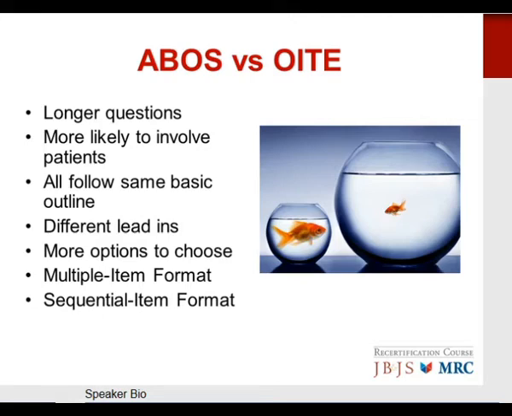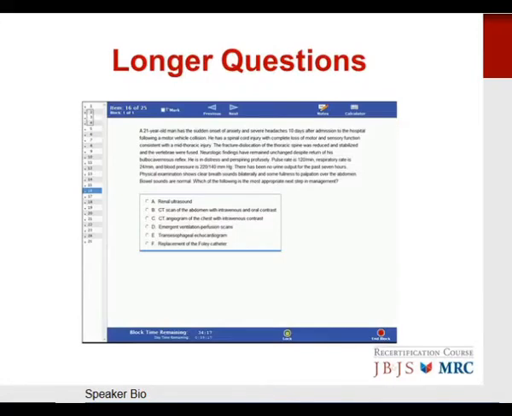They typically have different lead-ins than those you may have seen in the OITE, even if you've been taking them religiously over the last several years. There are more options to choose from than the standard 5 that can appear on the OITE, and they have a couple of different formats, including the multiple item format and the sequential item format. Here's a typical question of something that you would see on the examination.